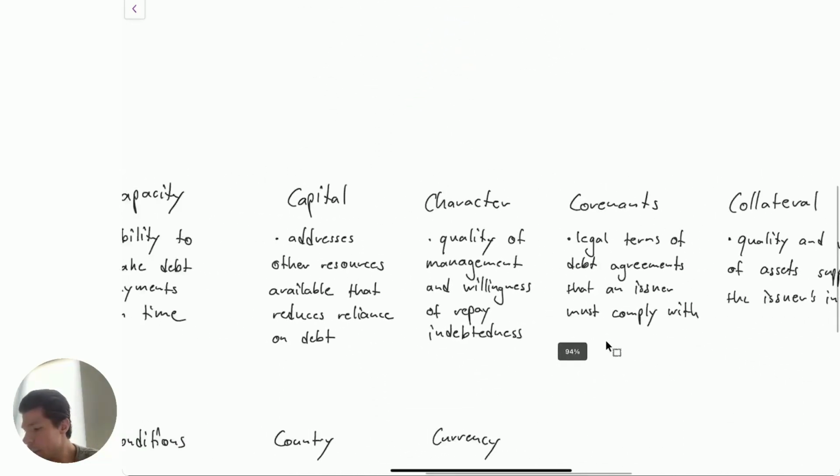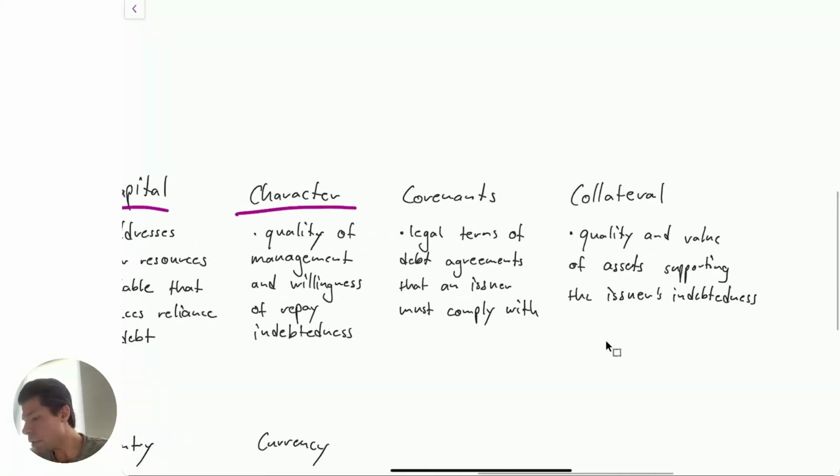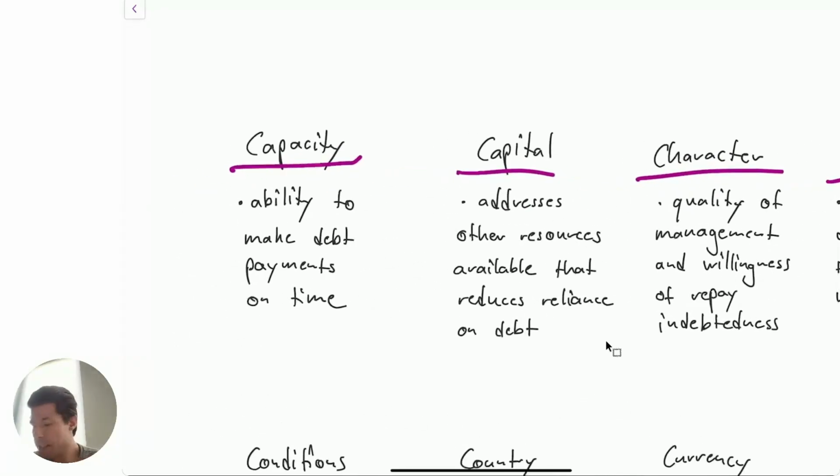The 5 C's, you can see here, refer to capacity, capital, character, covenants, and collateral. What does it mean? First, capacity. If we look at a company who in this case is a borrower and has raised debt, capacity means the company's ability to make debt payments on time, which means the company is able to pay interest and principal repayment on time. That's the first area that analysts would look at.